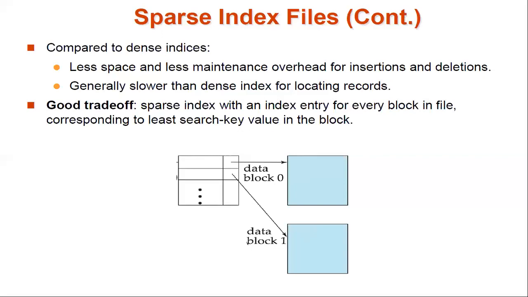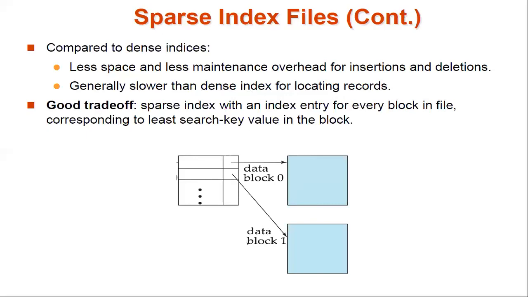Because if you know the record you are searching for, or the record you are going to insert, belongs to one particular block, you can totally avoid the other blocks. Thereby it is less maintenance overhead for insertion and deletions. You will be focusing only on the particular block that you are going to use, omitting the remaining blocks. However, it is generally somewhat slower than the dense index for locating records.